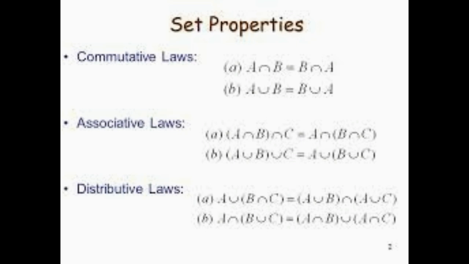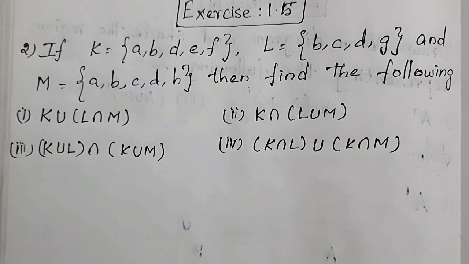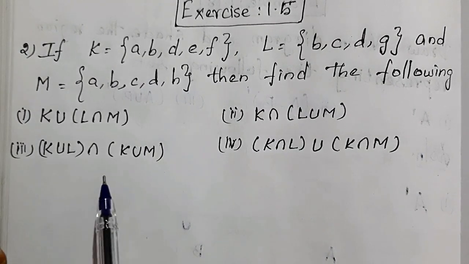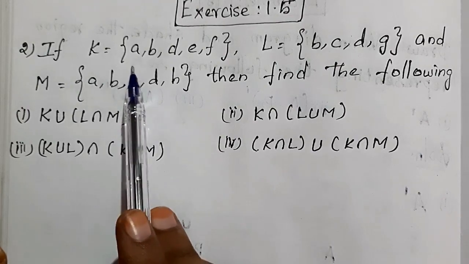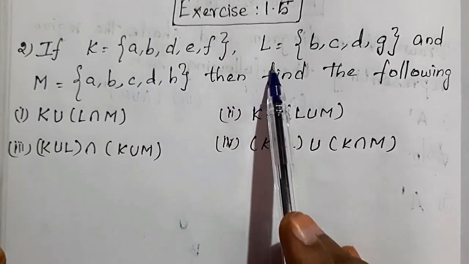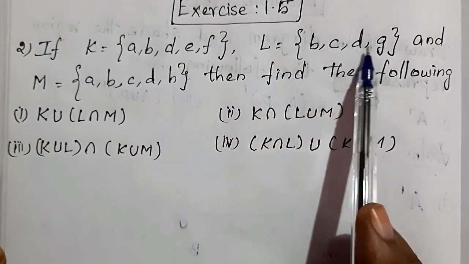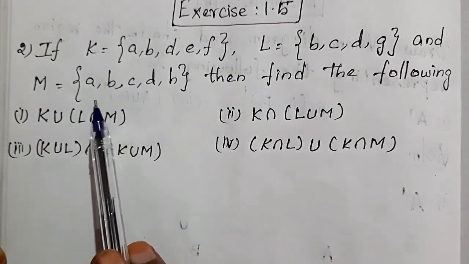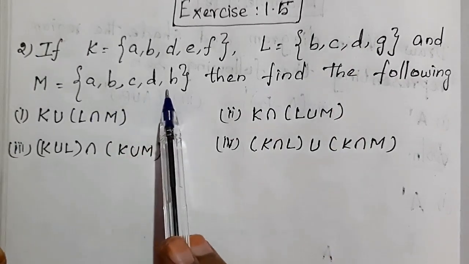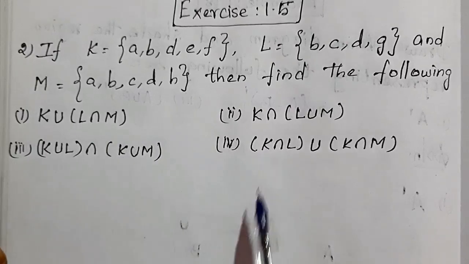Next we can go through the exercise question number 2. The first problem is already completed. We can start with question number 2. Exercise 1.5, second question. If K equals the set of all a, b, d, e, f, L equals the set of all b, c, d, g, and M equals the set of all a, b, c, d, h, then find the following. We have to find one by one.